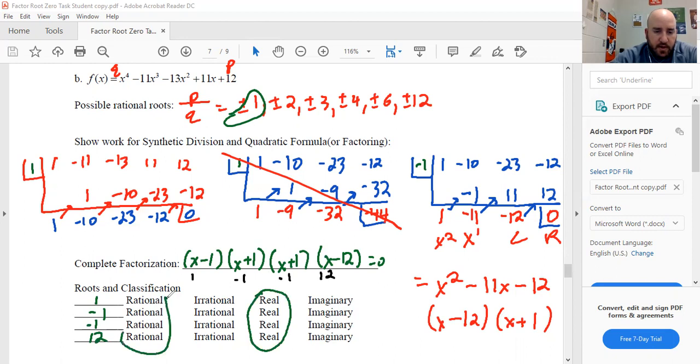Again, they are all real and all rational. So you can write real and rational next to all of them. All right. So there's B. Again, I'll wait about 10 seconds. You can pause it at this point to make sure you got everything down. We'll go on to C.